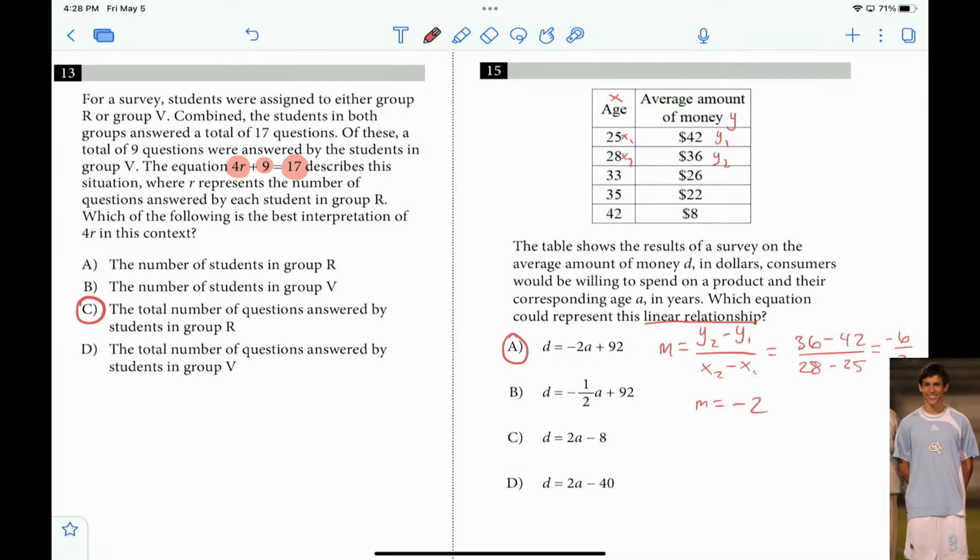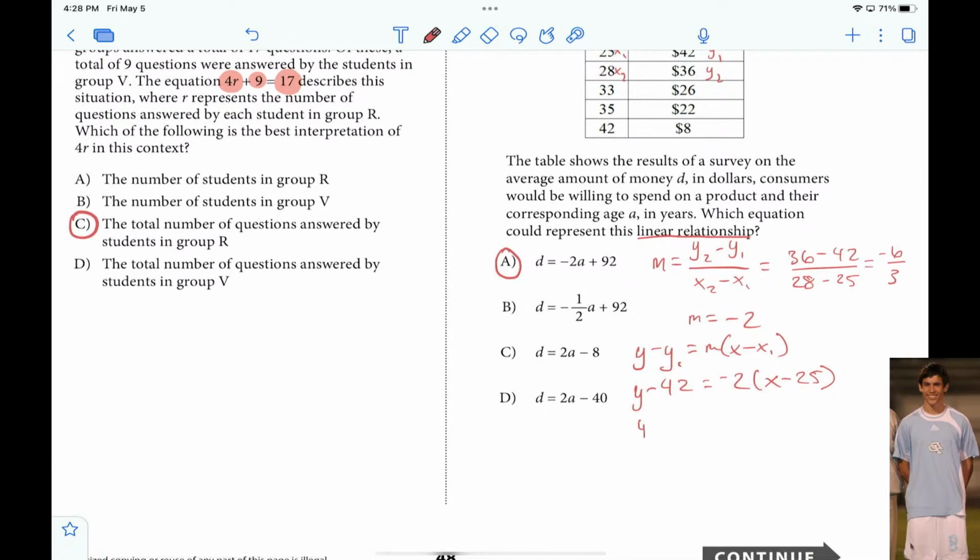I would now use point slope form. Point slope form is y minus y1 equals m times x minus x1. So it's y minus 42 equals -2 times x minus 25. And now we're just distributing, combining like terms, that sort of stuff. So I'll do the right side: it's -2x plus 50. Then we add 42 over to get this written as y equals mx plus b. We get y equals negative 2x plus 92. Cool, and that was A.